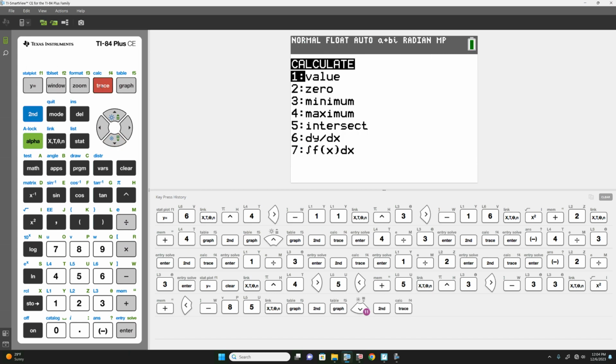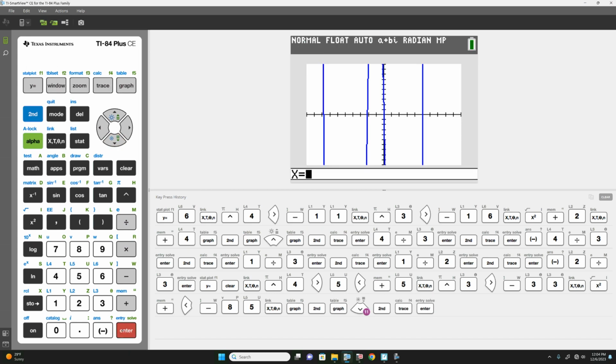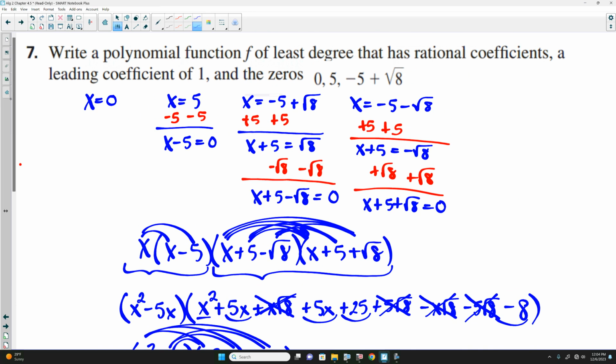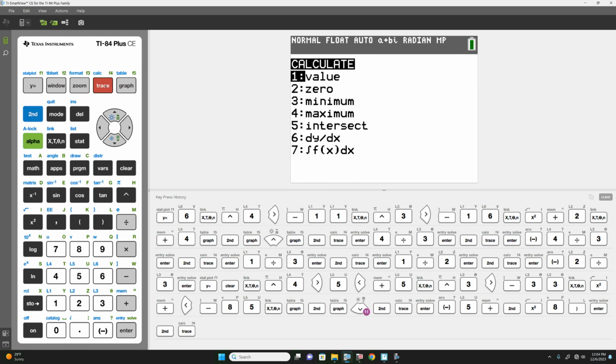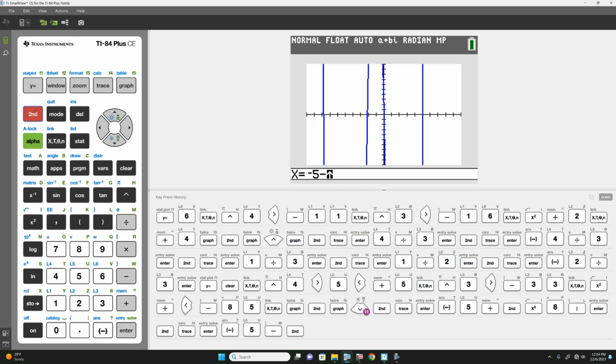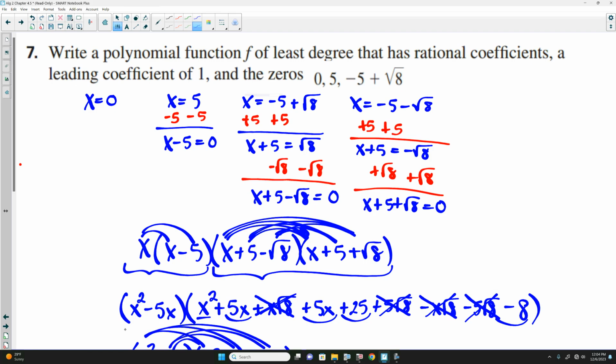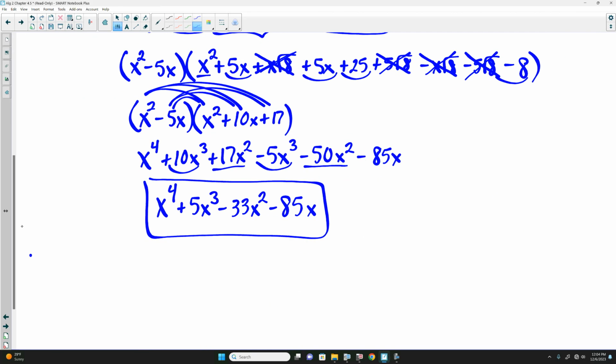Then the other as well. We were told that the other solutions were -5 plus square root of 8. -5 plus square root of 8 is a solution. Trace value -5 minus square root of 8. Yes. So the graphing calculator is a way to make sure we did end up with the correct final statement, and that there wasn't a calculation error somewhere.